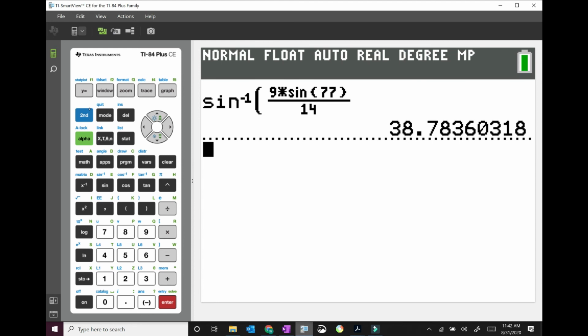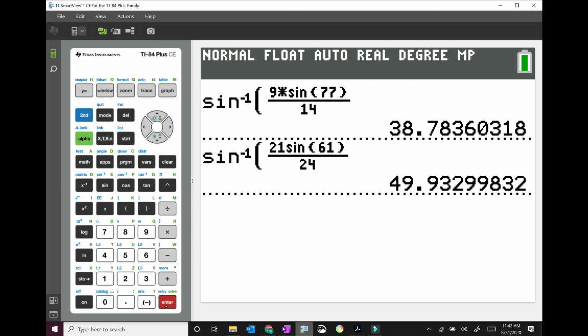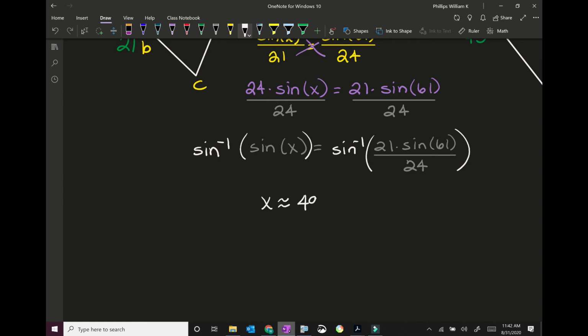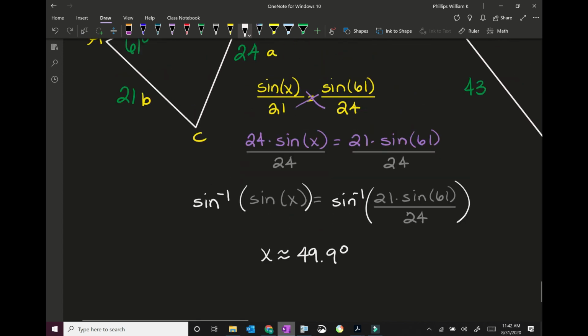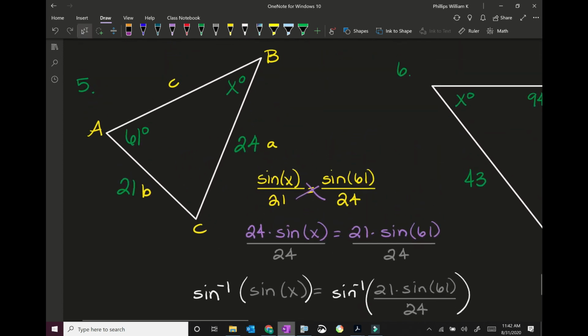So remember, you have to hit the blue key first, second sine. We'll go ahead and set up our fraction. And then we'll type this in. 21 sine of 61 all over 24. This will give us approximately 49.9 degrees. So that would be the value of angle B, 49.9.